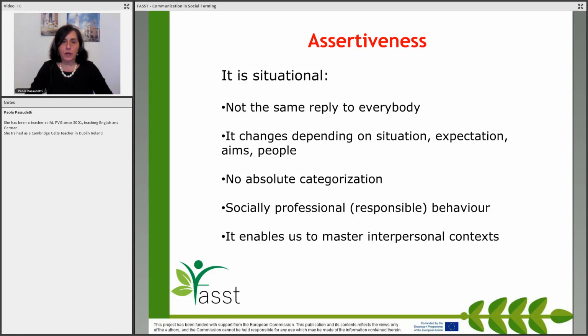In assertiveness, there is never absolute categorization. This is out of the way. Assertiveness means a socially professional, very responsible behavior. And in the end, it will enable us to master the interpersonal context in which we'll find ourselves.